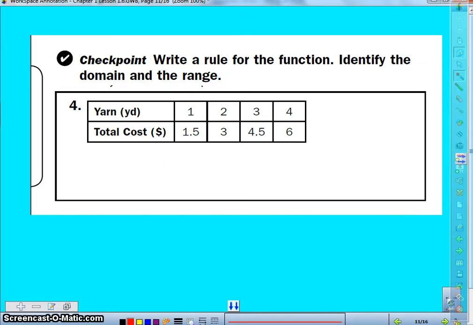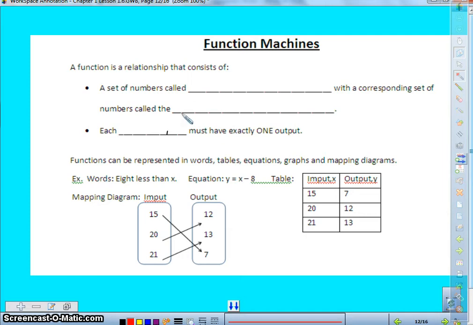All right, figure out the rule for this one, pause it, and then press play again. Hopefully you went through, drew your alligator teeth if you were stuck, and saw that it was a 1.5 increase each time. And so it's going to be y equals 1.5 times x right there. All right, excellent.